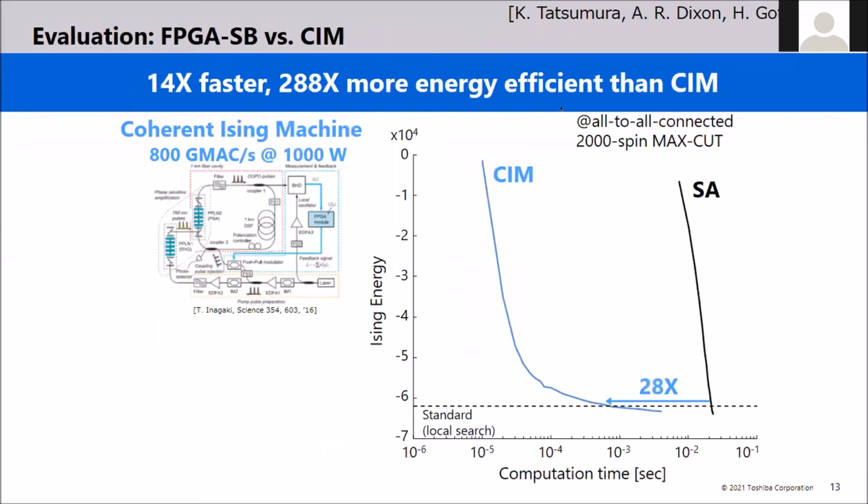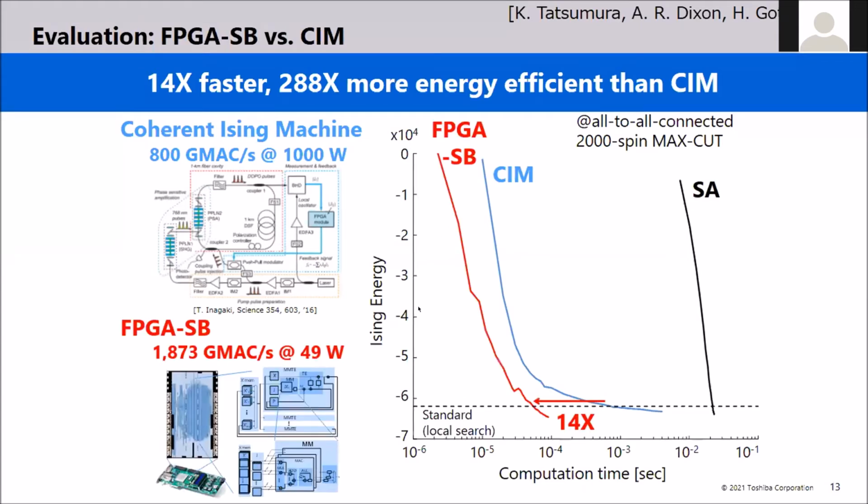In the FPL paper, we compare the FPGA SB with the state-of-the-art optical Ising machine, CIM. It substantially outperformed the conventional simulated annealing, SA, in terms of the time to solution for the large-scale 2000-spin max-cut problem. FPGA SB has a computational throughput of 1,873 giga-MAC per second and can reach the standard energy 4 times faster than the CIM. And the power consumption of the FPGA SB is only 49 watts, much smaller than 1000 watts of the CIM. In terms of the energy per solution, FPGA SB is 288 times more energy efficient than the CIM.